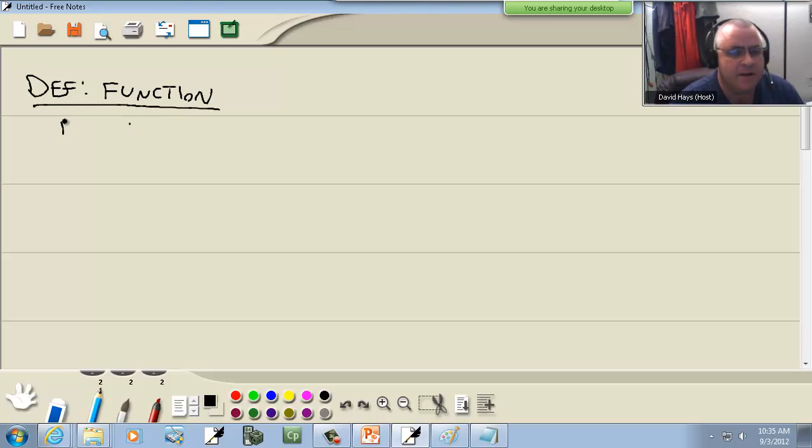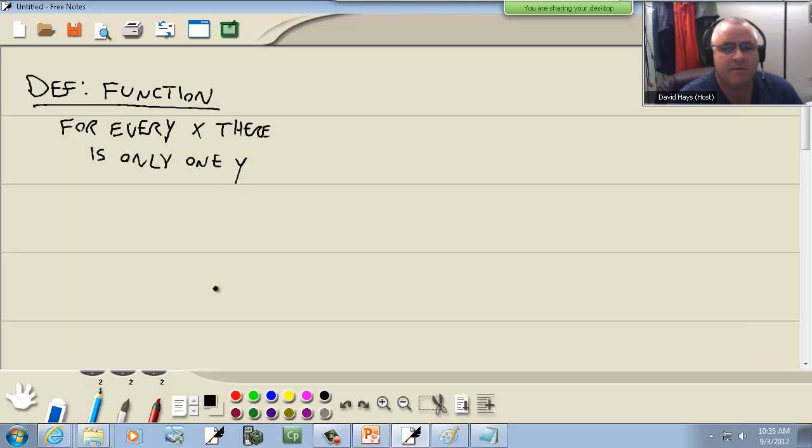For a function, it goes like this. For every x there is only one y. So for every x, there's only one y.